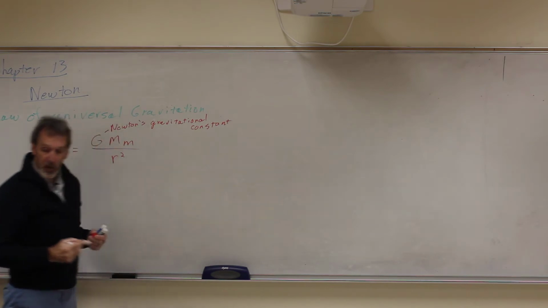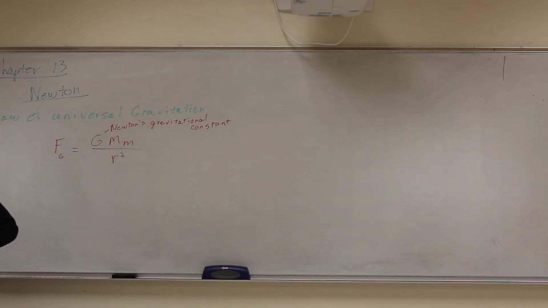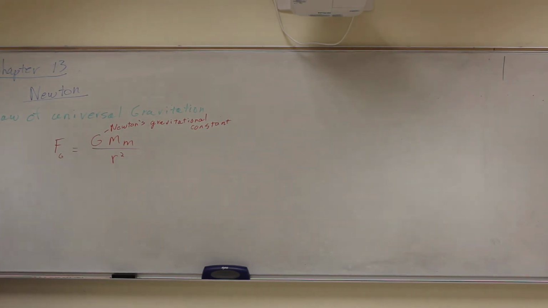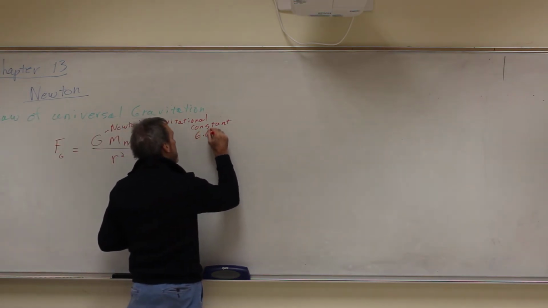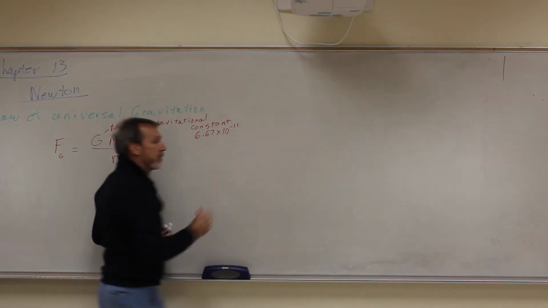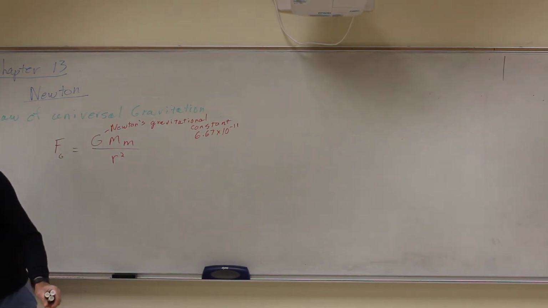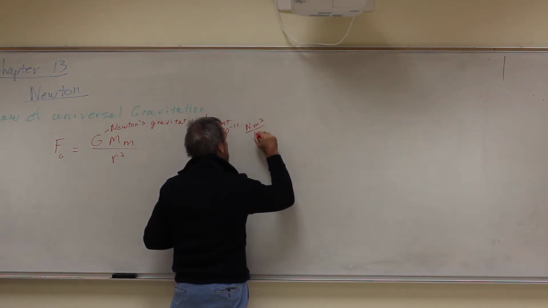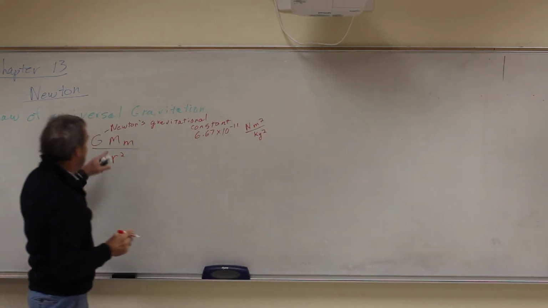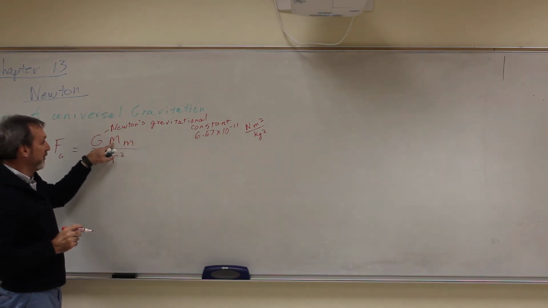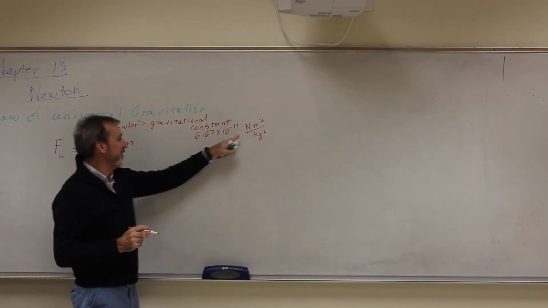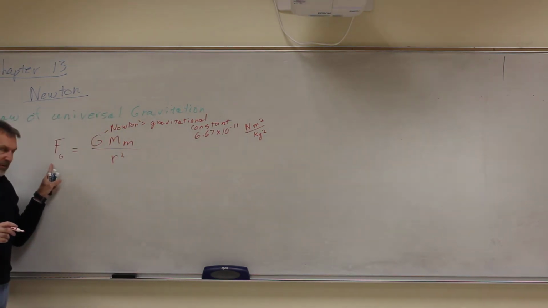And this is a very small number. It's 6.67 times 10 to the minus 11. And it has units of newton meter squared per kilogram squared. So kilograms times kilograms is kilograms squared, that will cancel with this. And this is meter squared, which cancels that, and you're left with newtons, which is the force of gravity.